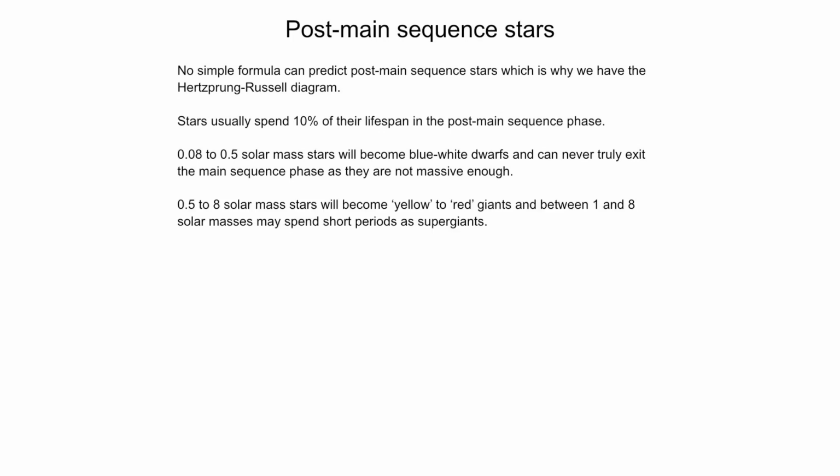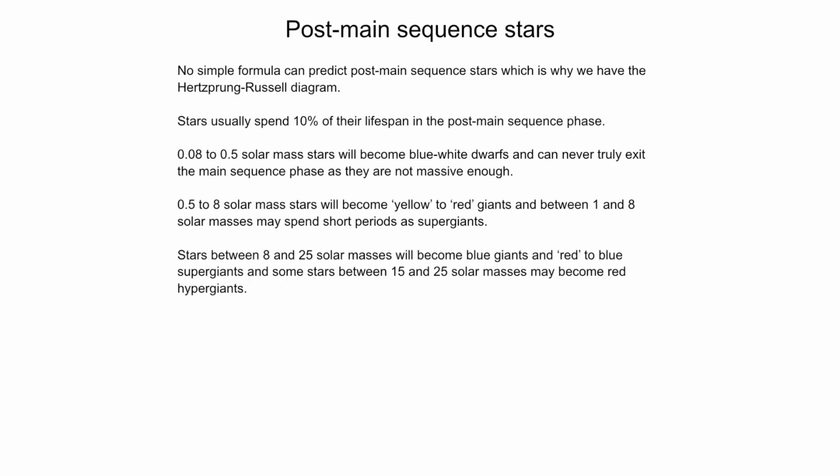0.5 to 8 solar mass stars will become yellow to red giants, and between 1 and 8 solar mass may spend short periods as supergiants. Stars between 8 and 25 solar masses will become blue giants and red to blue supergiants, and some stars between 15 and 25 solar masses may become red hypergiants.